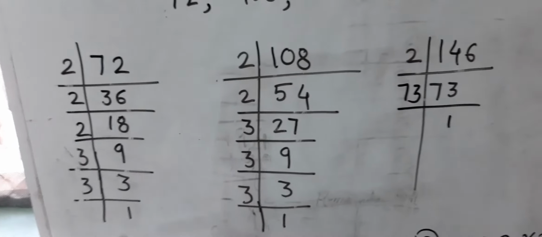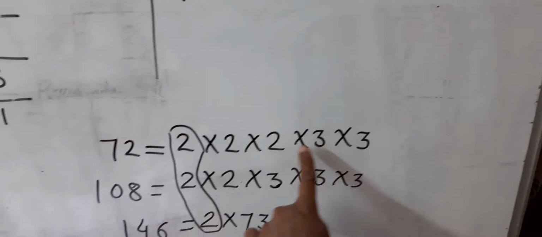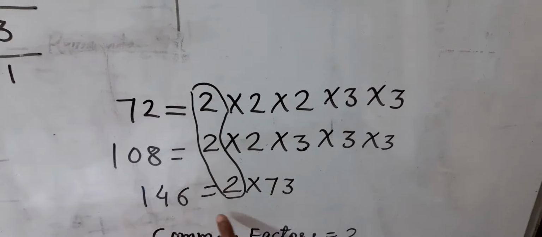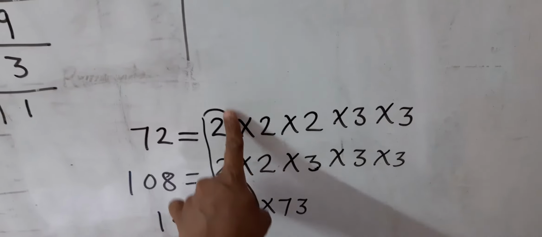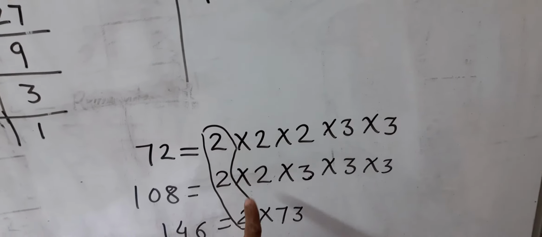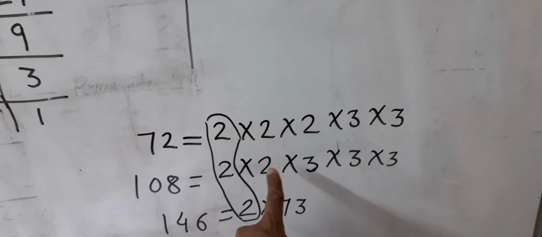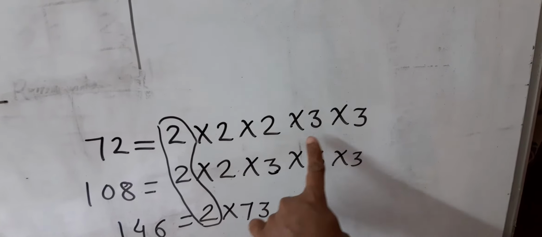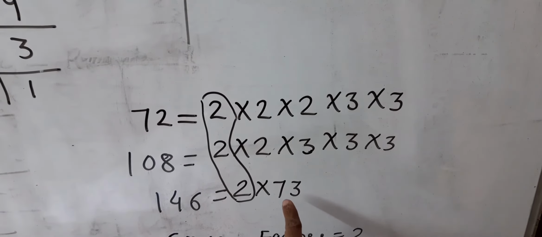After finding the prime factors, we will write them down. So we have written the prime factors of 72, the prime factors of 108 in front of 108, and the prime factors of 146 in front of 146. After doing this, we will find the common factors. So the common factor among all the three numbers is only 2, because in 72 and 108 there are 2 and 3, but in 146 there is no other number which is common.